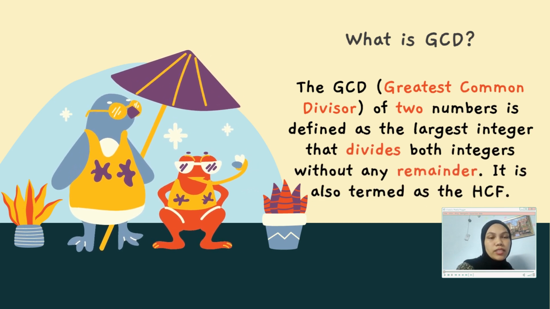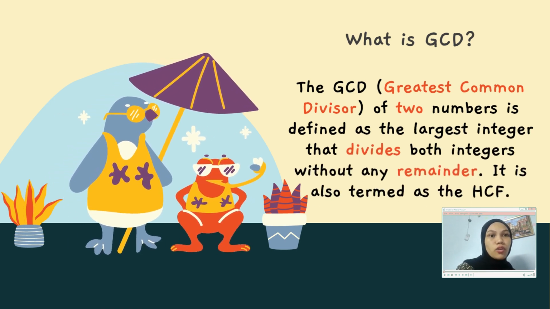The greatest common divisor, also known as the greatest common factor or highest common divisor, of two integers is the largest positive integer that divides both numbers without leaving a remainder. In other words, it is the largest number that both numbers can be evenly divided by.